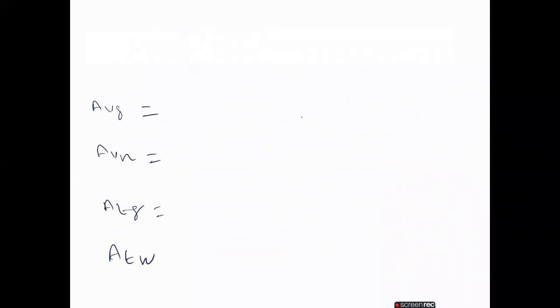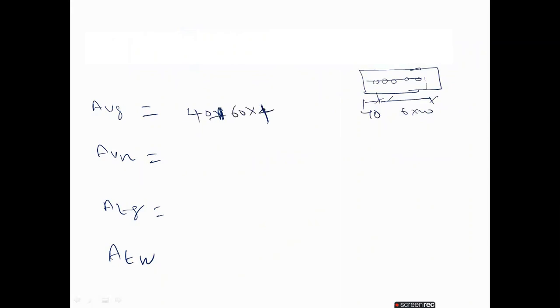I will draw again. Here, if it is like this, the plate has bolts 1, 2, 3, 4, 5. So from here to here 40, and then 4 pitches. So 40 plus 60 into 4, total 4 are there, pitch distance is 60. Multiply with the thickness, since area is L into B, where B is the thickness. We will get around 2240 mm square. So it is the gross area in shear.